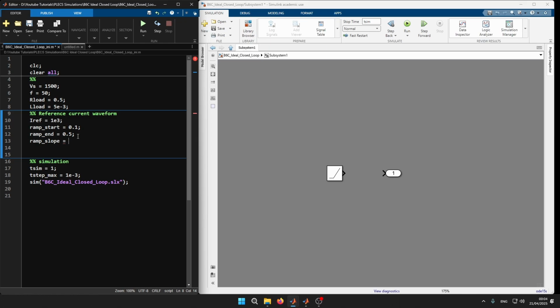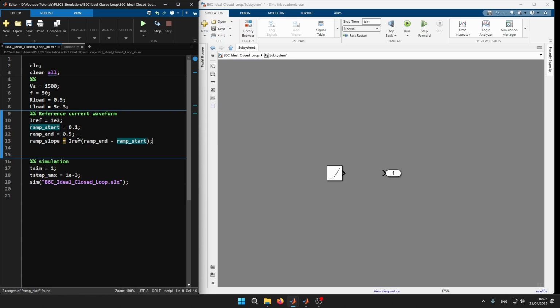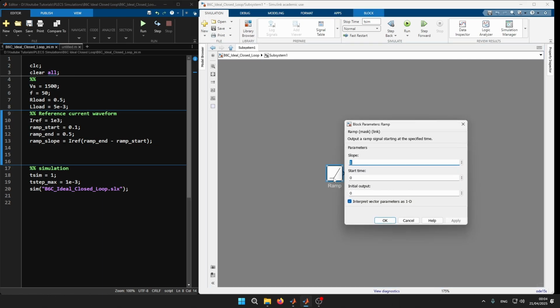I would say it is I ref divided by difference of the two times. That means a ramp end minus a ramp start. So this is the rate of change of currents at which the characteristic curve will be built up. I'll show you shortly how it looks like. It will be clear instantly. Let's start with this. So slope, I'll call it ramp slope.